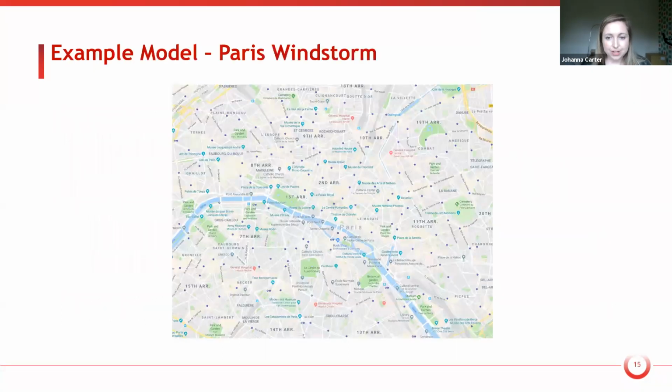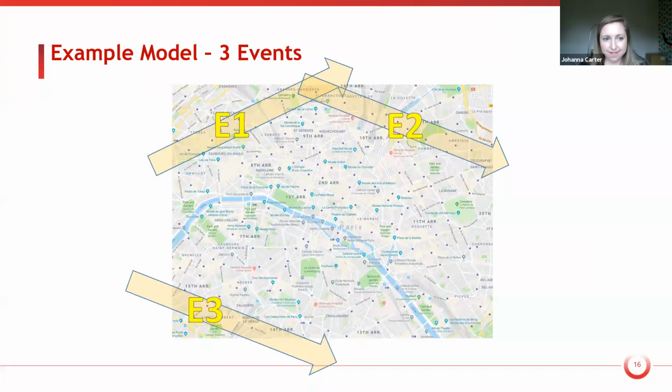Okay, so I've got an example model to walk through to explain the concepts and explain the model file structures. So this is a map of Paris. So let's consider this square, the geographical scope of the model. We don't care what happens outside. And we've got 3 events which affect different areas of Paris, okay? So those are their storm tracks, if you like.